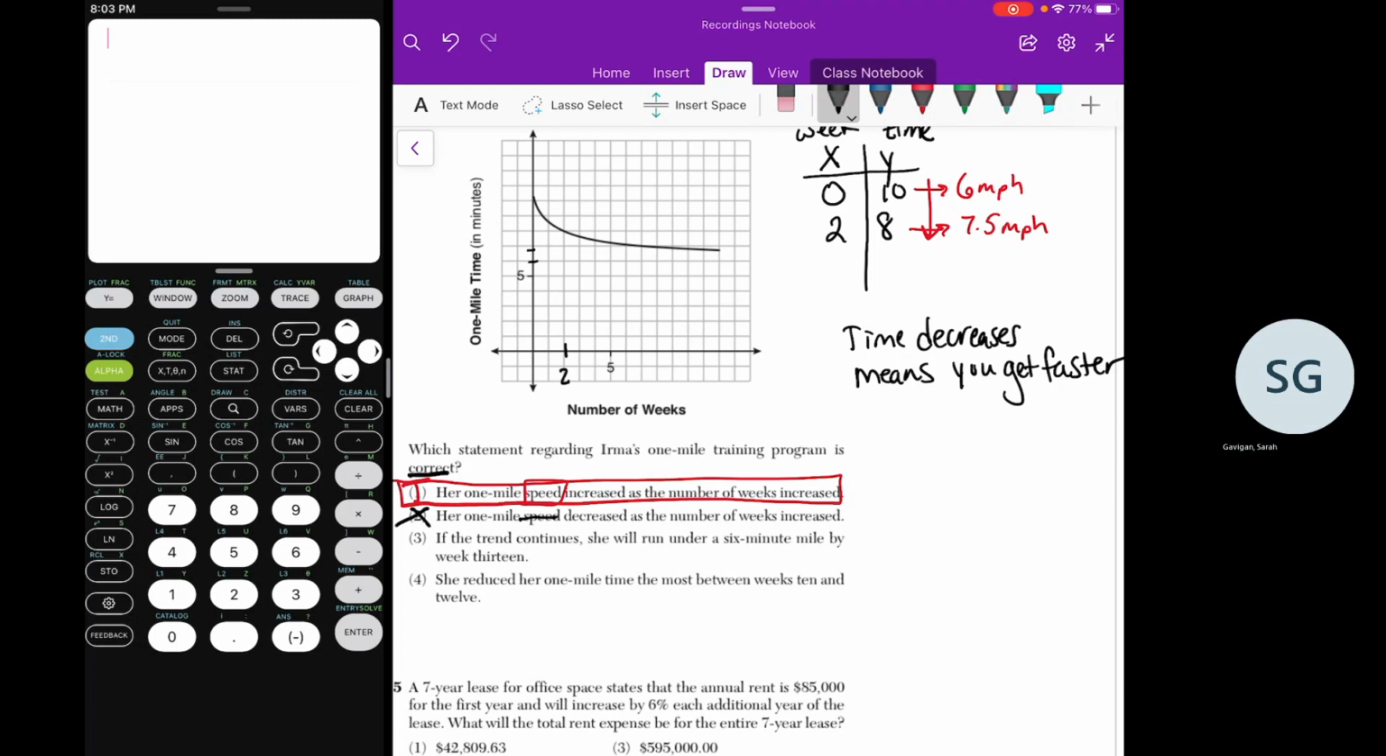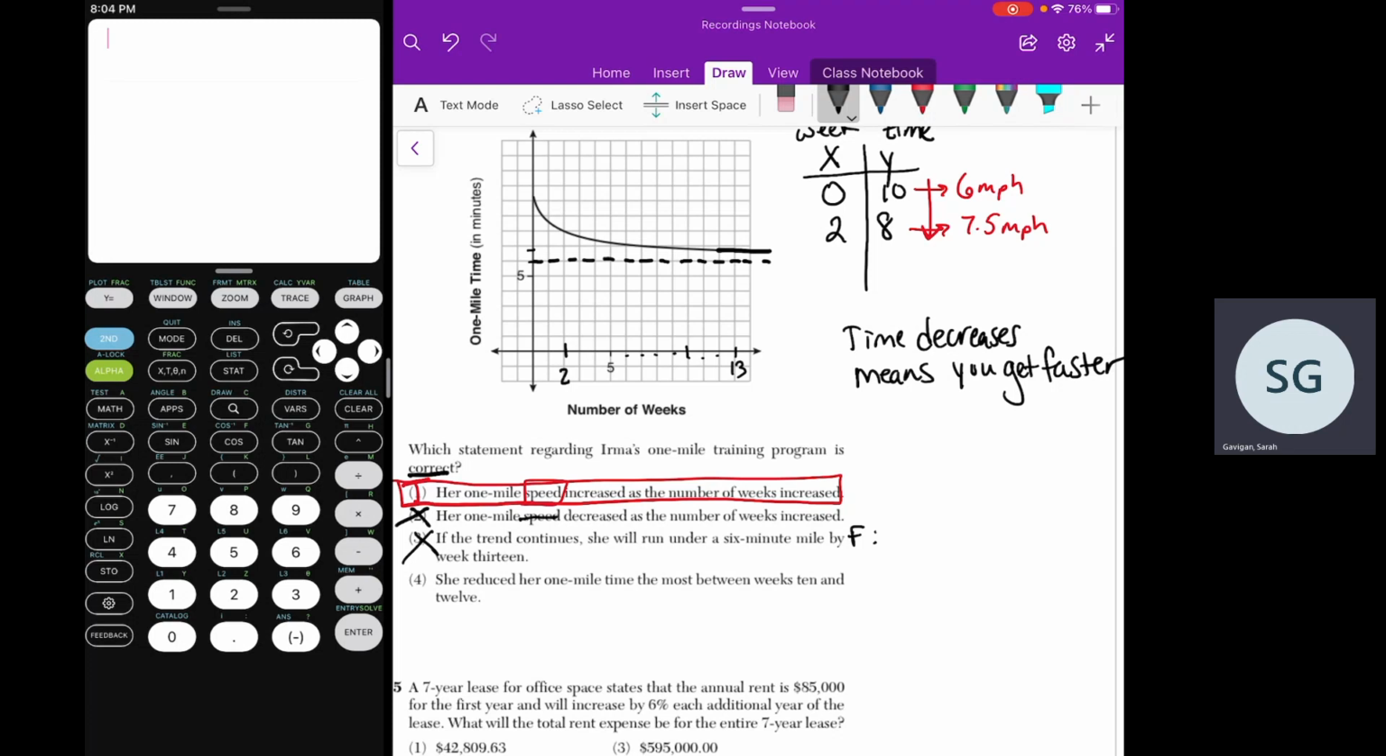So that's false. If the trend continues, she'll run under a 6-minute mile by week 13. 5, 6, 7, 8, 9, 10, 11, 12, 13. So will she run a 6-minute mile by week 13? I would say that that's false because then we could say she'd run a 4-minute mile in 20 weeks, but also because the trend of this, it seems to be leveling off. So this is going to be false because it's not really decreasing as quickly. There's smaller gains in speed in that case.